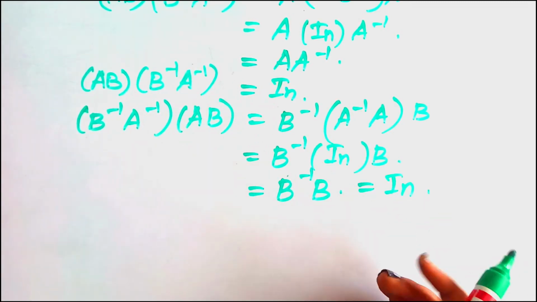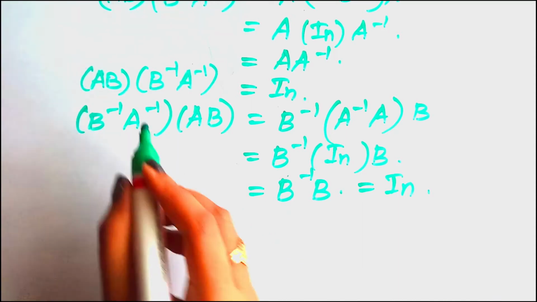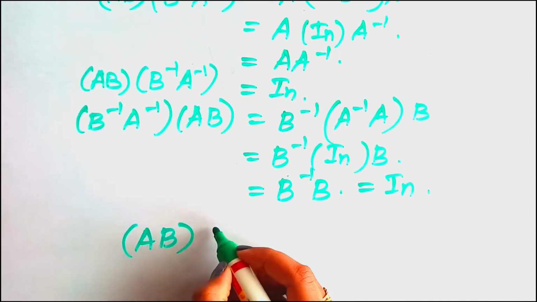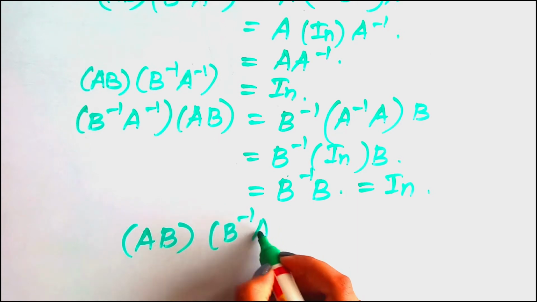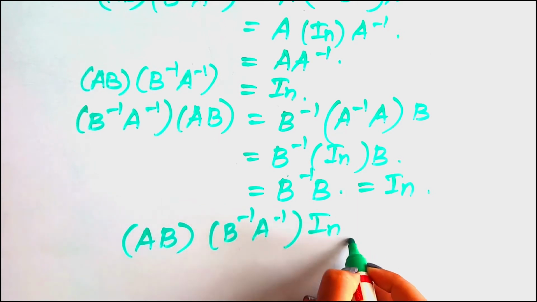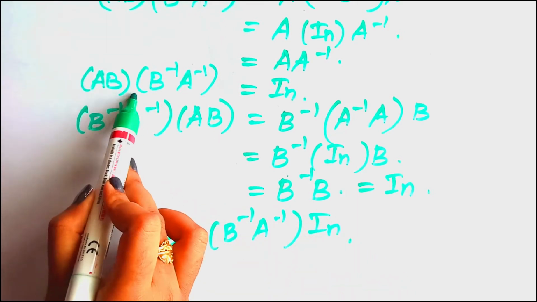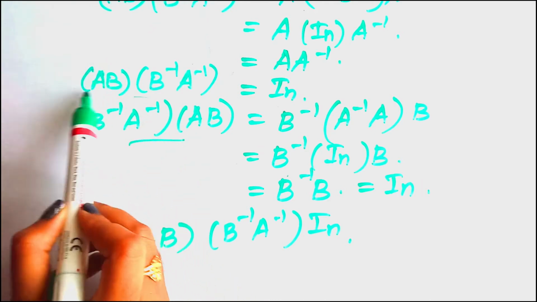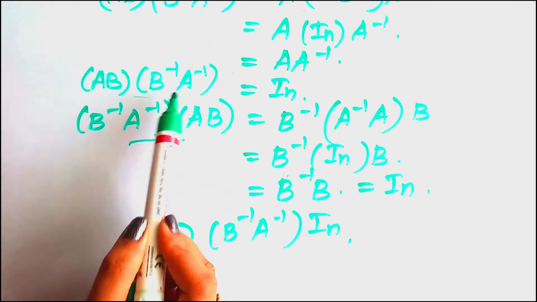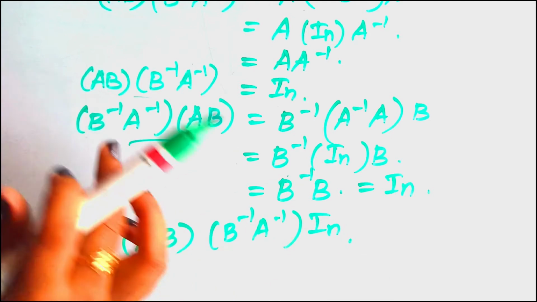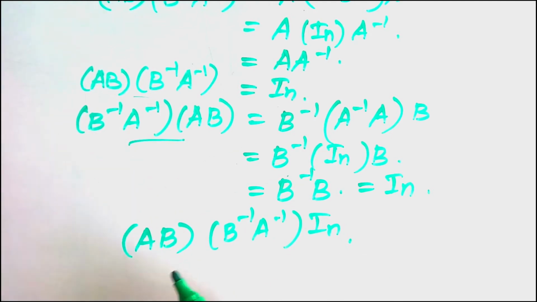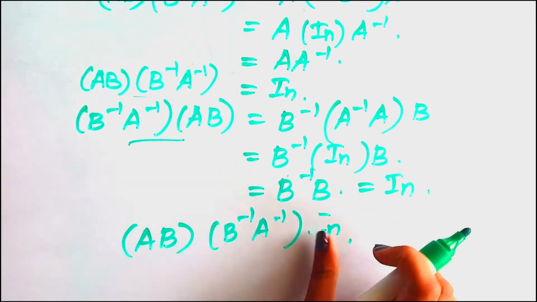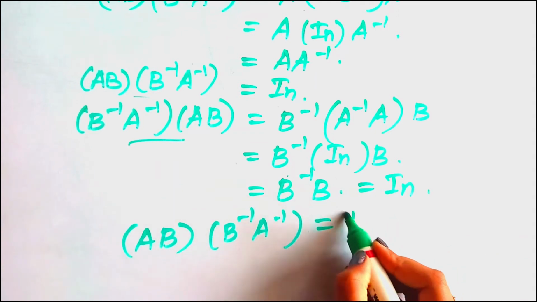So I'm taking just any one term, the first term, which is AB into B inverse A inverse is equal to IN. Why I'm taking that is this is just the reverse order, right? Here AB is here and here AB is here, and the same terms are multiplied, so I'm just taking any one element from here. This will be equal to IN, right?